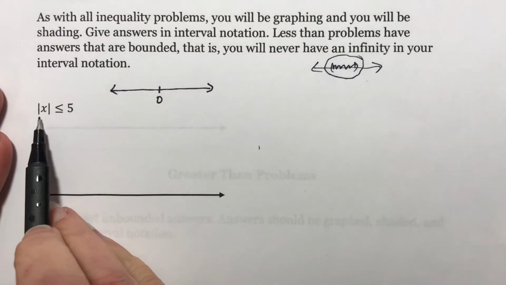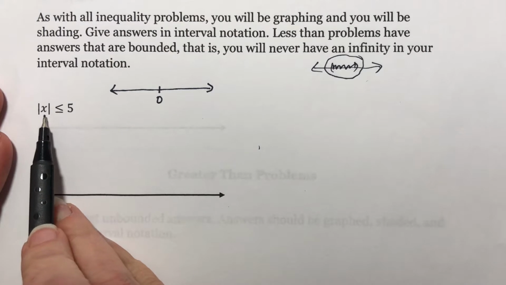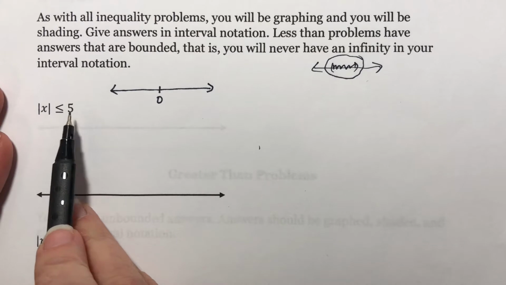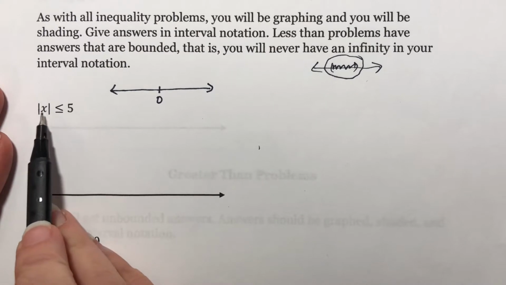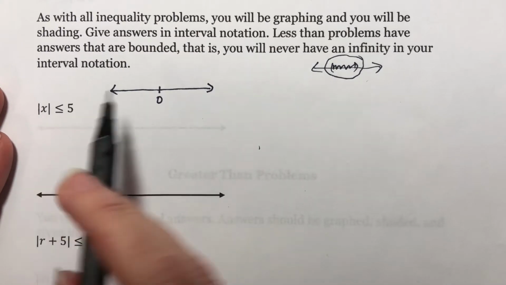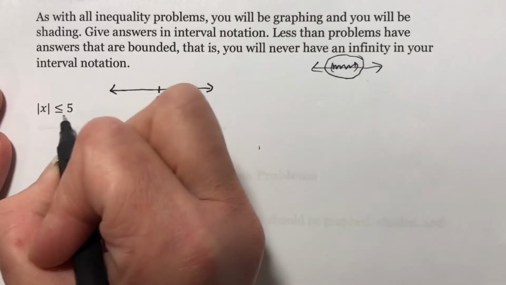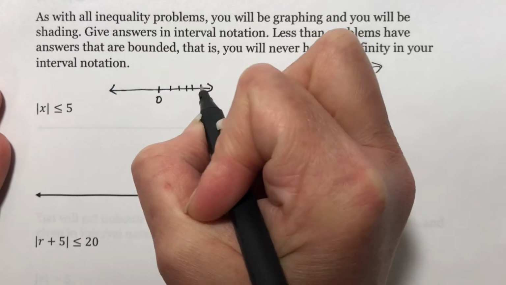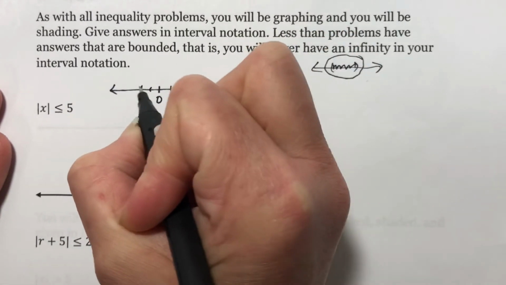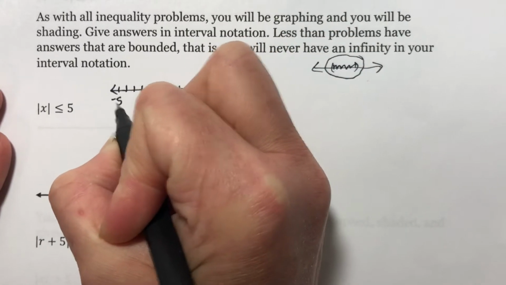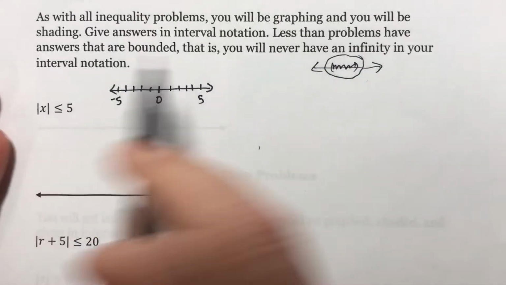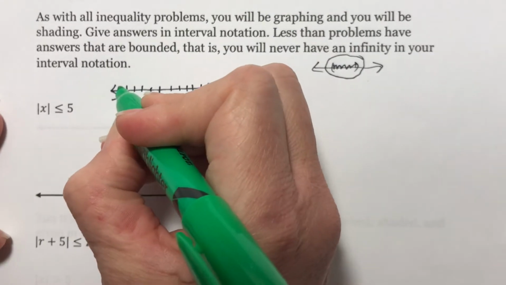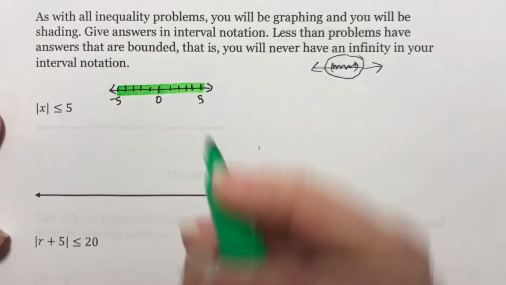What this is saying is it wants to find all the values that are less than or equal to 5 units away from 0. That was the official definition of an absolute value. So what values are less than or equal to 5 units away? Well, if that's 5 and that's -5, what would be all of them that are less than or equal to 5 units away? Well, that's going to be everything from here to here.